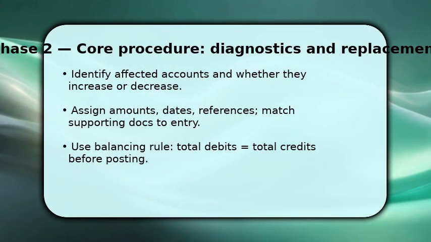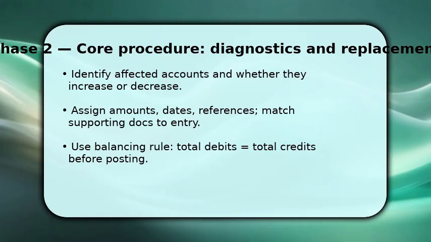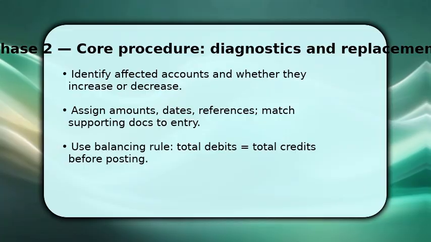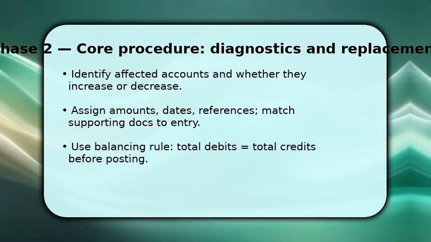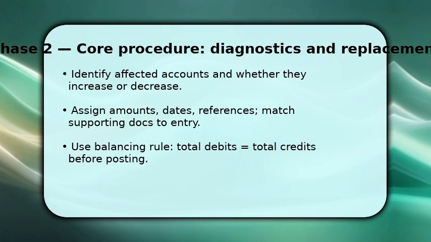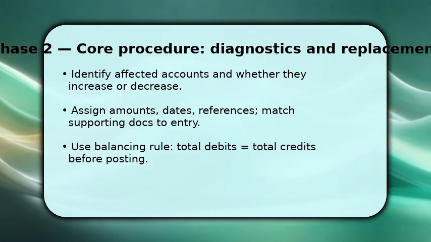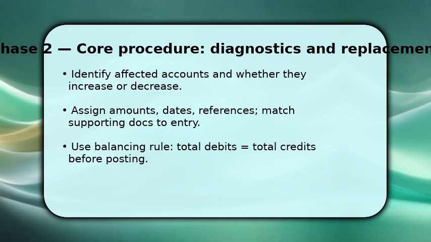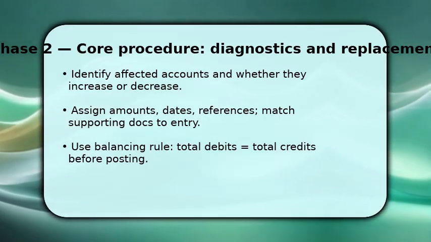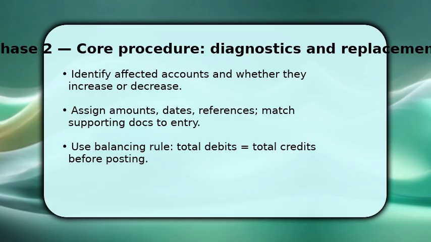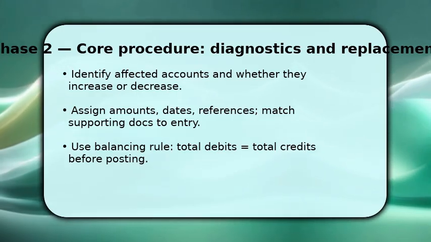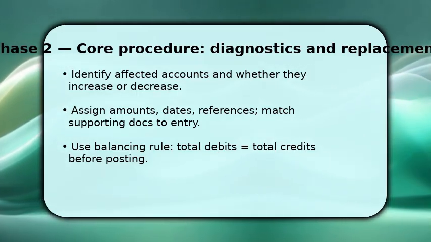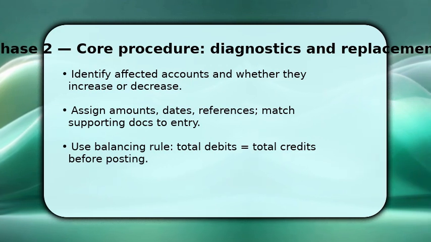You now record the entry. First, pick the affected accounts and decide which side, debit or credit, changes based on account type. Assets increase with debits, liabilities with credits. Then assign precise amounts, dates, and a reference code, and attach the supporting document so you can verify later. Make sure to apply the balancing rule: total debits equal total credits. If they don't match, stop and recheck numbers and account choices before posting. This prevents reconciliation headaches down the line.